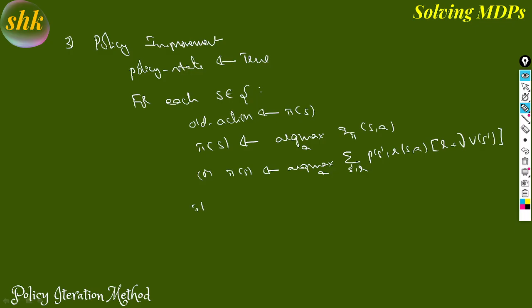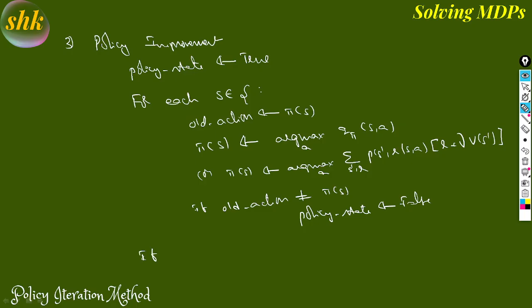So if the old action value is not equivalent to pi of s, then we will make the policy state variable false. So until two consecutive policies are the same, we are going to iterate. Whenever the old action is not equivalent to the new policy, we will make the policy state false. After some iterations, if the old action is equivalent to the new policy pi of s, then we will make the policy state true.